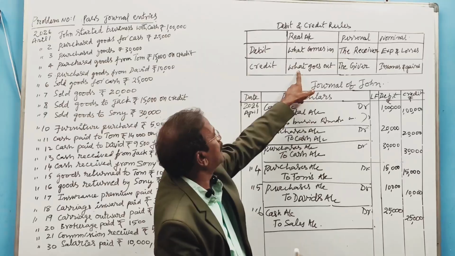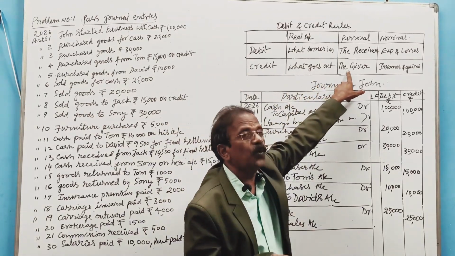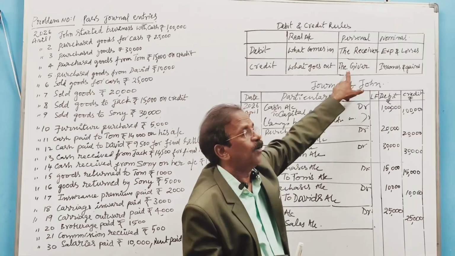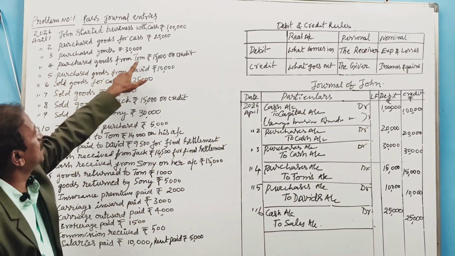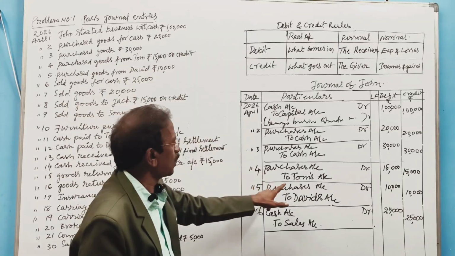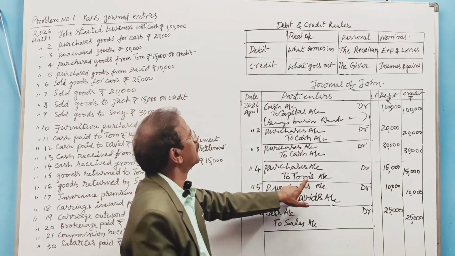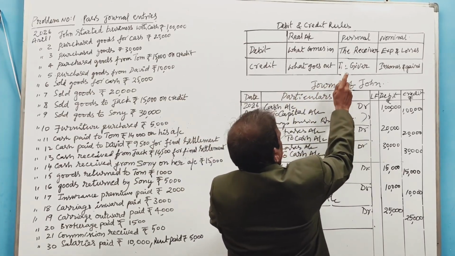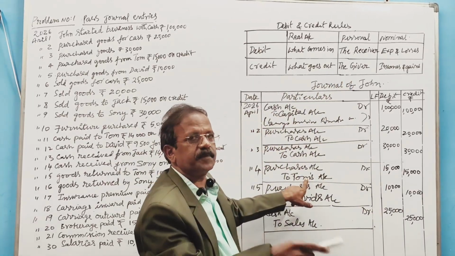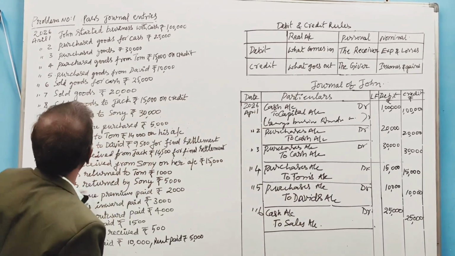See, when you don't get the answer for what goes out, you have to question who is the giver? Who is the giver of these goods? Tom is the giver. Simply, Tom's account is to be credited. Very simple rule. When you don't get this answer, shift to the right and write the other party's name. Very simple.